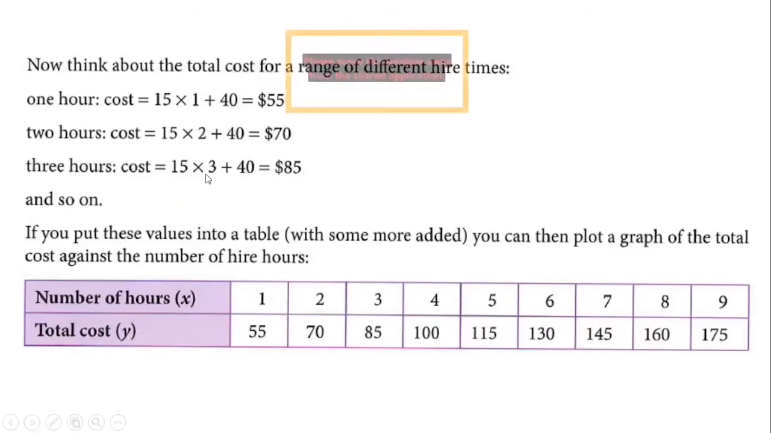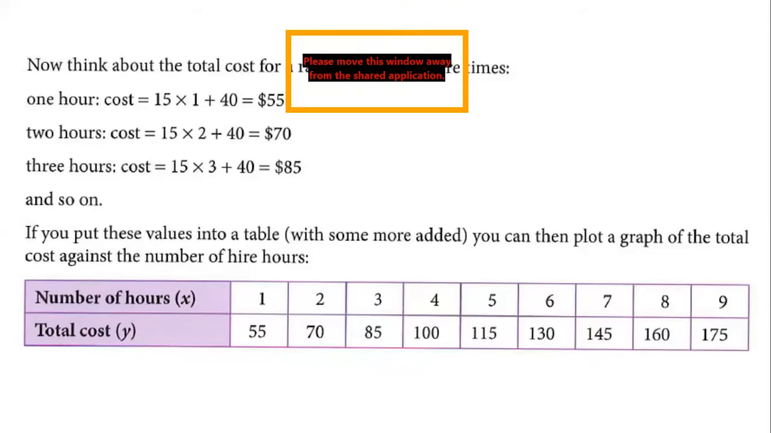If you are hiring this boat and you are using it for only 1 hour, then what will be the cost that you will pay? 15 times 1 plus 40, so $55. If you are using 2 hours, the cost will be 15 times 2 plus 40, $70. If you are using 3 hours, then 15 times 3 plus 40, $85. So what we notice here is that from each number to the next, you are adding $15, because what changes there is only the number of hours, isn't it? So from one step to another, you are just adding the cost of one more hour.